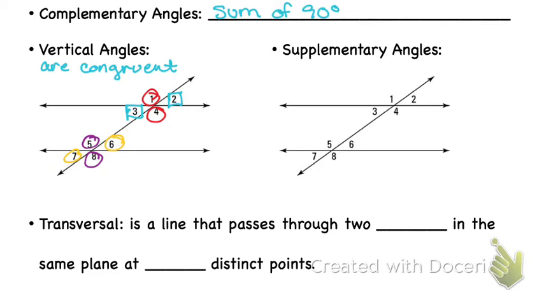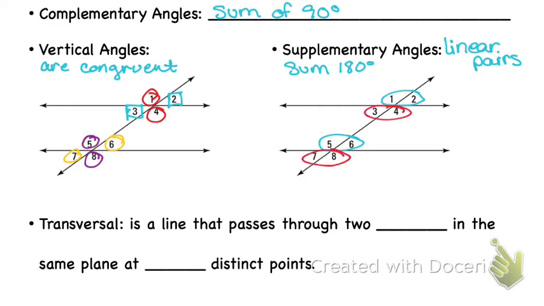Now supplementary angles, they have a sum of 180. They're also known as linear pairs. So I have 1 and 2, 5 and 6, 3 and 4, 7 and 8. Then I can branch out and even get 2 and 4, 5 and 7. And there's 2 more sets of 1 and 3 and 8 and 6. So there's lots of linear pairs that are supplementary. They form that straight line.